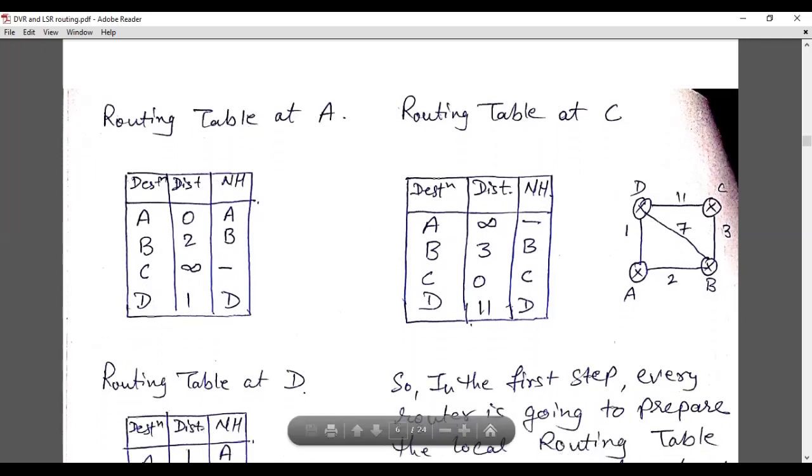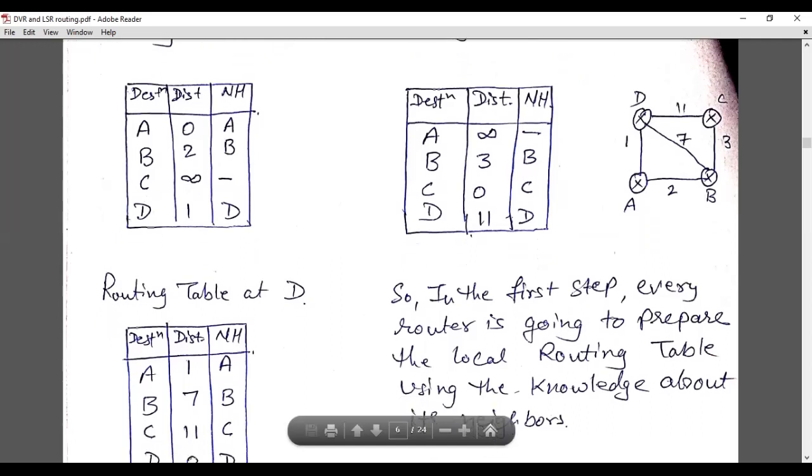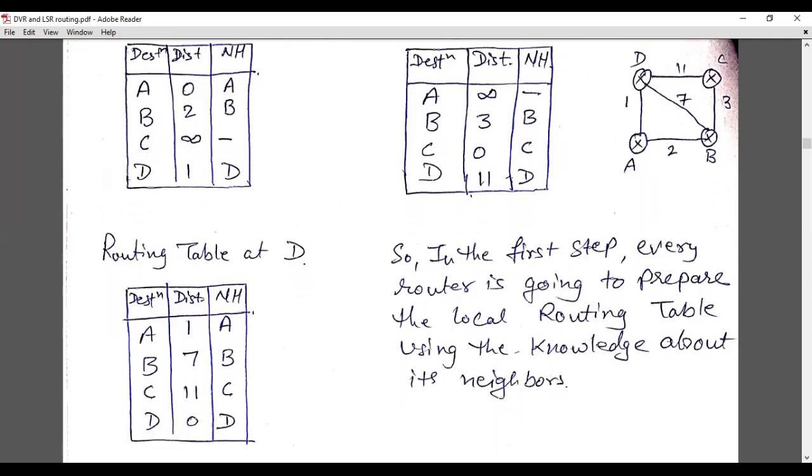Likewise, the routing table of C: C to A is infinity, not defined, so the next hop is dash. C to B has a path of distance 3, and the next hop is B. C to C is 0, and the next hop is itself. C to D is a distance of 11, and the next hop is D. Likewise, the routing table for D is prepared. D to A is 1, and the next hop is A. D to B is 7, and the next hop is B. D to C is 11, the next hop is C, and D to D is 0. So in the first step, every router prepares the local routing table using the knowledge about its neighbors.